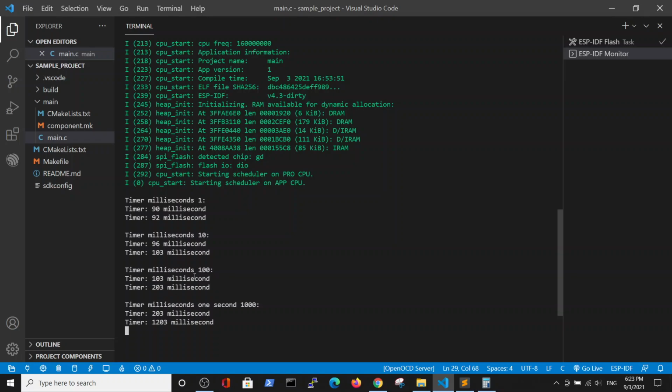So if we are talking about 100 milliseconds or 1000 milliseconds, the results are excellent, and we can see it here. It's exactly 100 milliseconds delta, and also here exactly 1000 milliseconds delta. So for those times, it's pretty good to use this method.